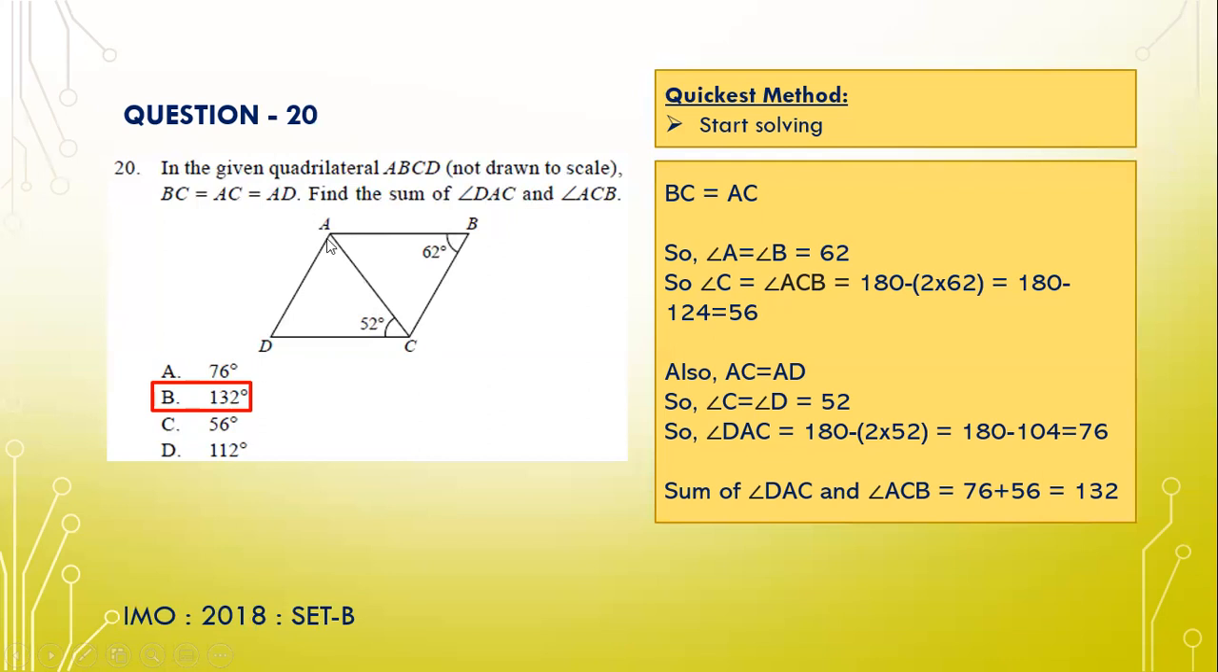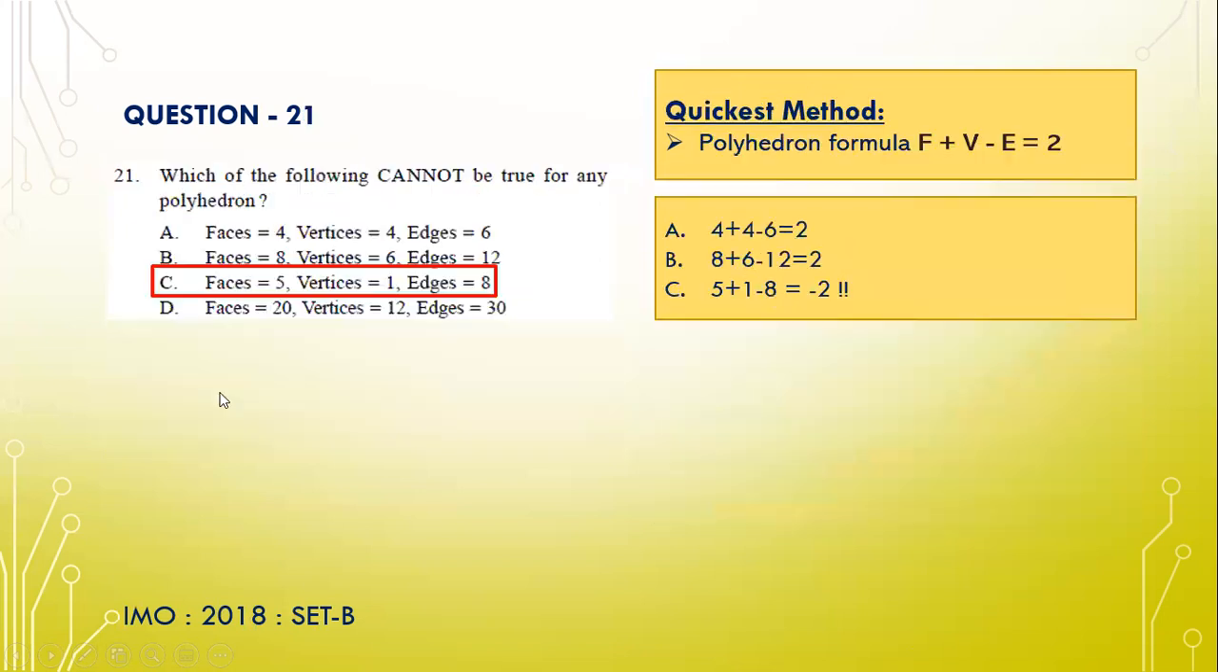Also AC is equal to AD, isn't it? So if this is angle ACD is 52, then angle D is also 52. Then what will be this angle DAC? It will be 180 minus 2 times 52, which is 180 minus 104 is 76. So this angle DAC is 76. So sum of angle DAC plus angle ACB. This is 76 and ACB is 56. So 76 plus 56 will be 132. So option is 132.